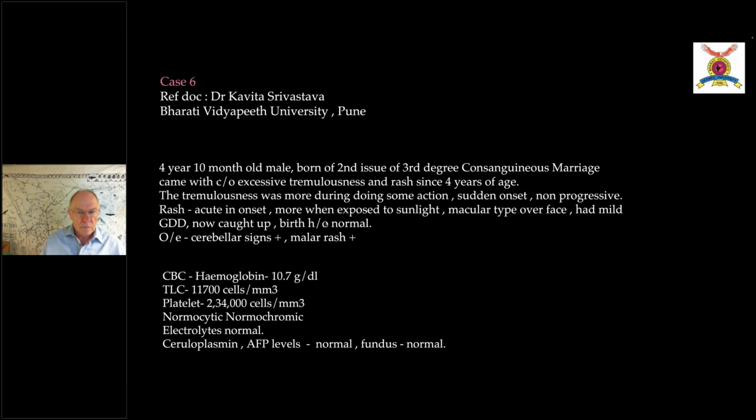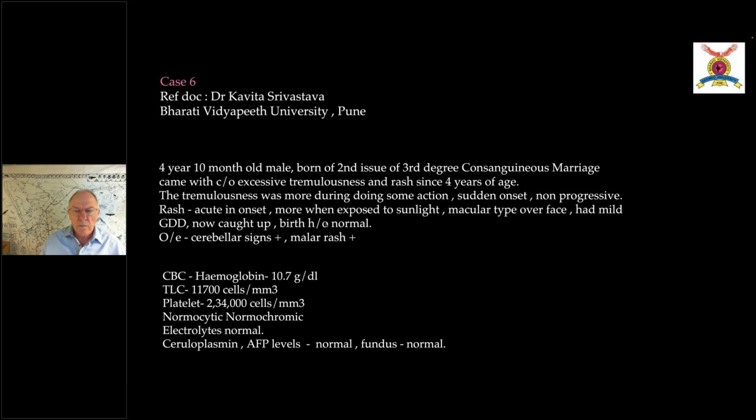There was excessive tremulousness which was noted during some action, basically intentional tremor, and which was sudden in onset and non-progressive. And he had a macular type rash, which was more when exposed to sunlight, and he had a mild global developmental delay, mostly motor, but now he had caught up. His birth history was normal. On examination, he showed cerebellar signs, and there was also a malar rash, and his weight and height were less than third centile for his age.